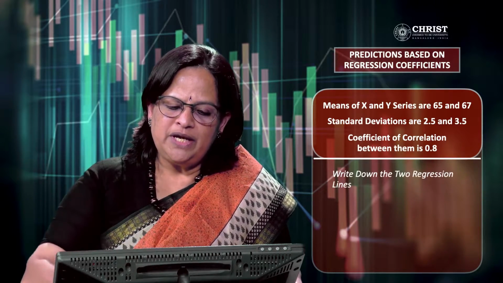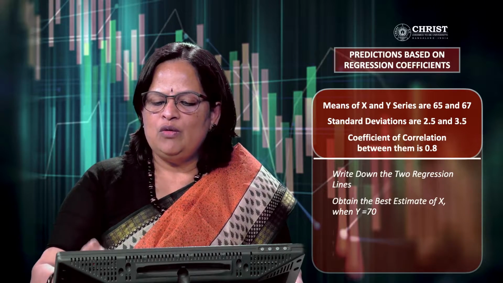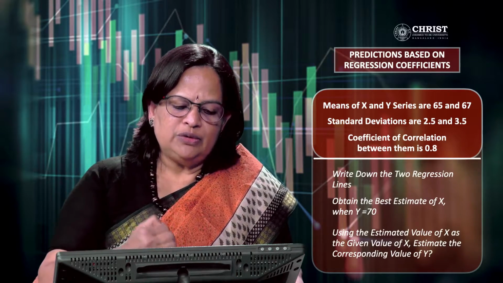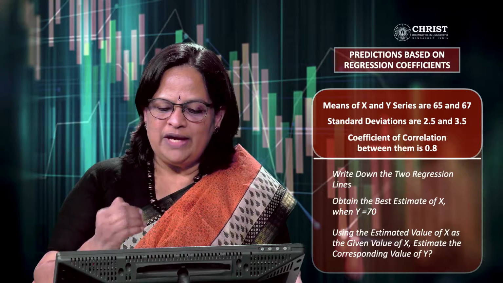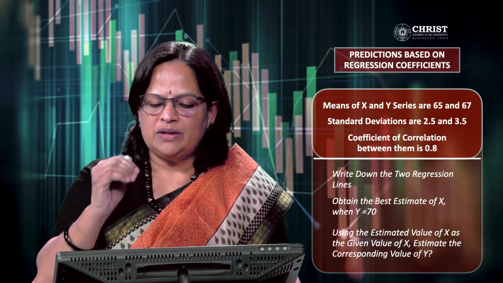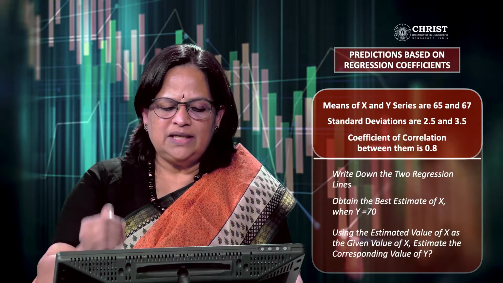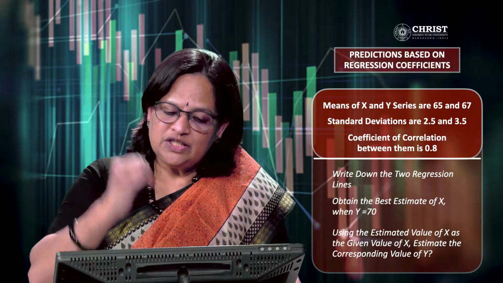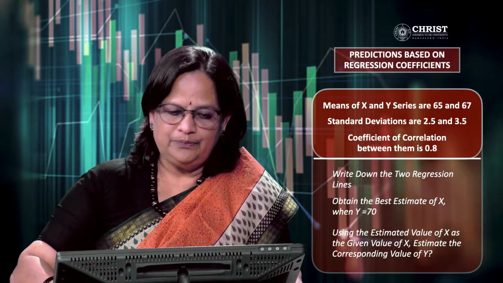The first problem is: given the means of the x and y series as 65 and 67, their standard deviations are 2.5 and 3.5 respectively, and the coefficient of correlation between them is 0.8. Write down the two regression lines. Obtain the best estimate of x when y is equal to 70. The third question is, using the estimated value of x from the second question as the given value of x, estimate the corresponding value of y.